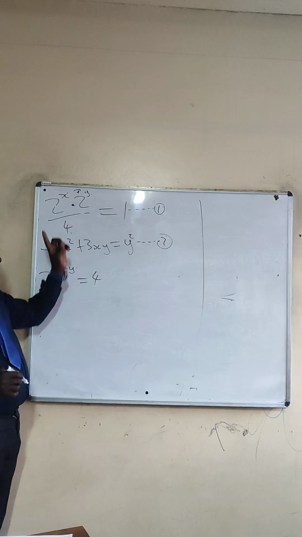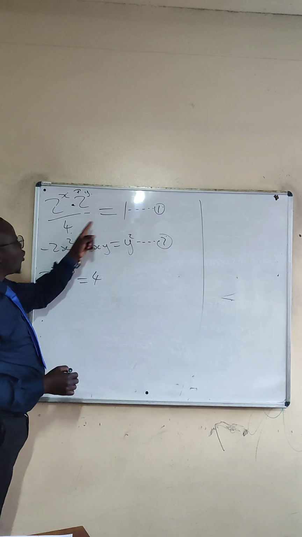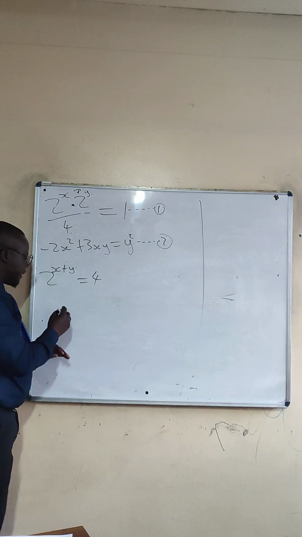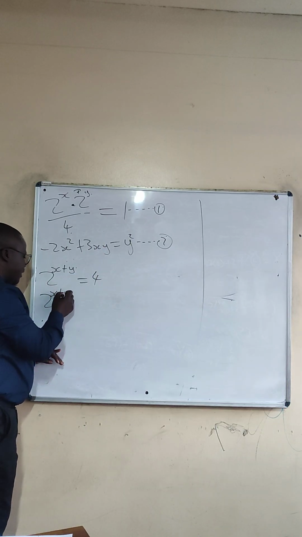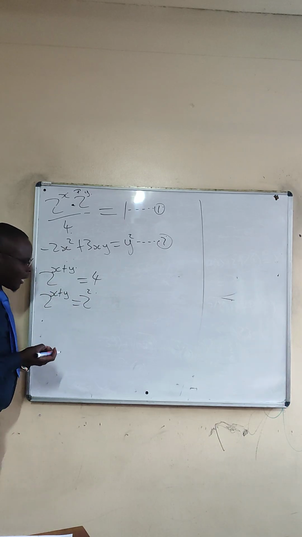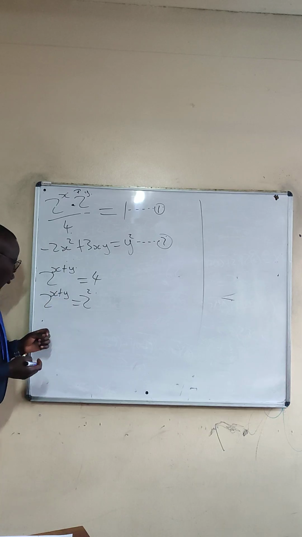When you add these two exponents, you write a single base. Then you cross multiply, 4 goes over there to be multiplied to 1. So basically what you are going to have is that 2 to the power of x plus y is equal to 2 to the power of 2. So what we now have is a situation whereby the bases are the same.